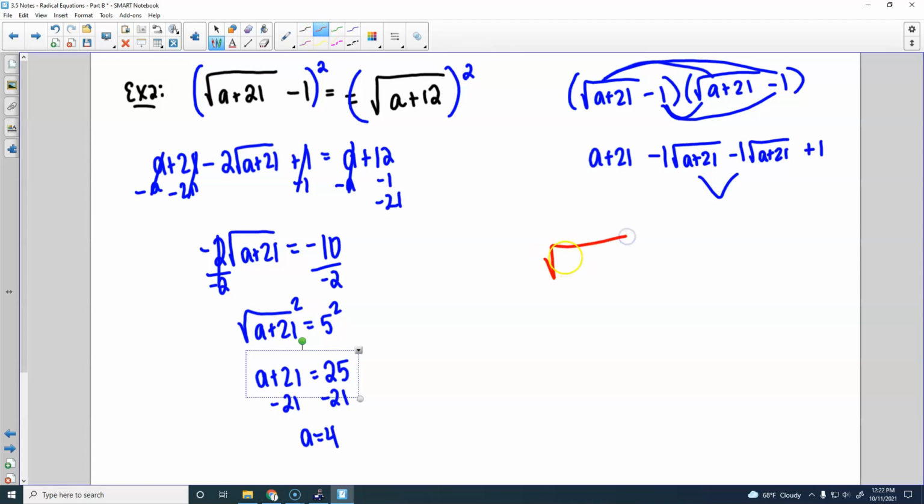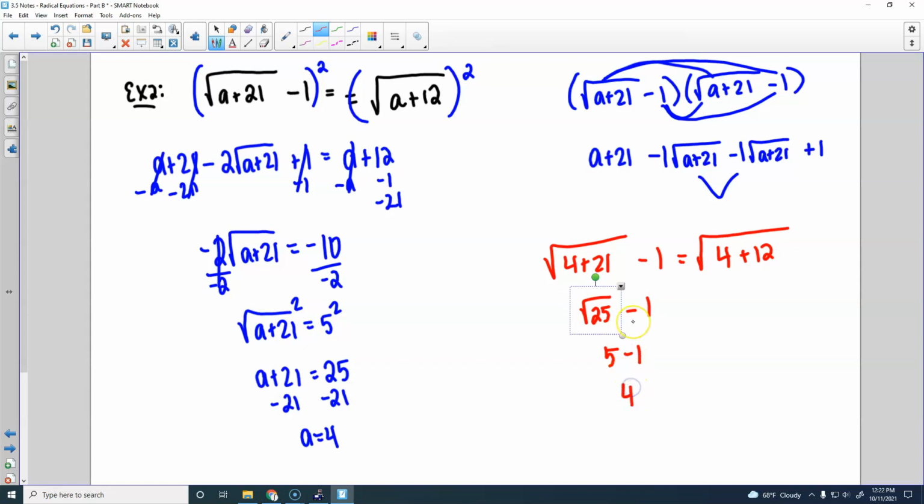So the square root of 4 plus 21 minus 1 is supposed to equal the square root of 4 plus 12. So this is the square root of 25 minus 1, which is 5 minus 1. So we get 4 on this side. And that equals the square root of 16, which is 4. So this does work.